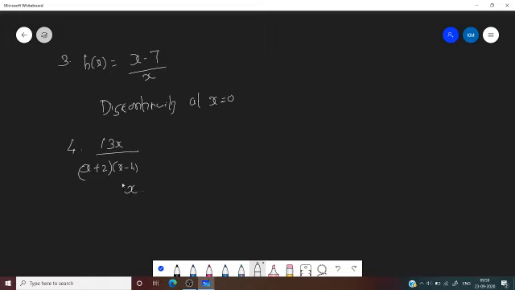The discontinuous points are x equal to minus 2 and x equal to 4. Function is discontinuous at these points, and at other points the function is continuous.